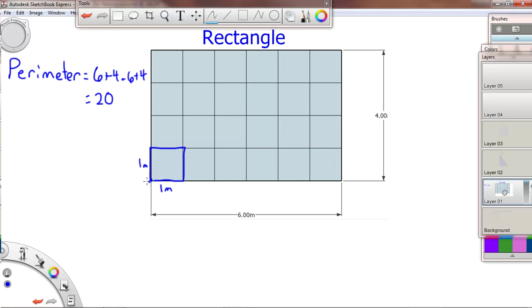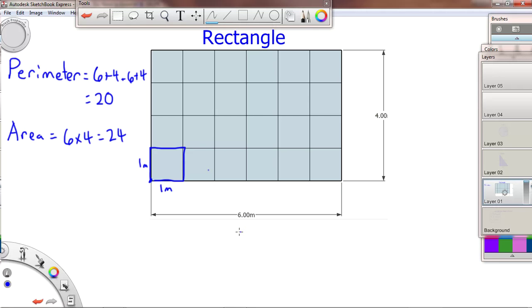Well, let's see. The rectangle measures 6 meters long by 4 meters wide. So that means I've got 1, 2, 3, 4, 5, 6 squares in every row and 1, 2, 3, 4 rows, which means my area is going to be equal to, I can multiply these two things together. It's going to be 6 times 4. And that's equal to 24. Okay, now let's get some formulas out of this.